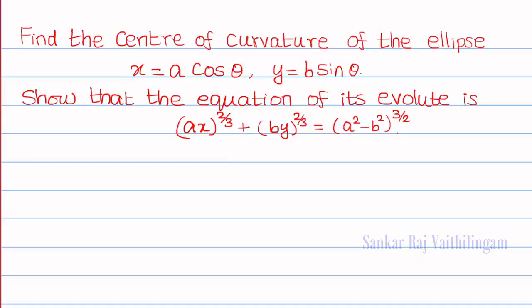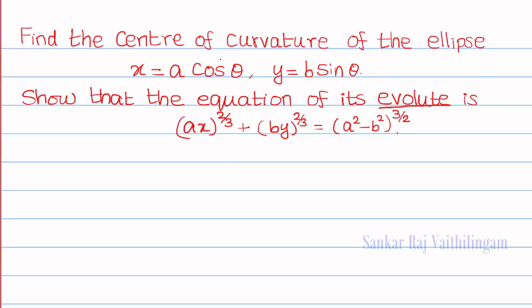Dear viewers, in this video, let us solve this problem. Find the radius of curvature of the ellipse x equals a cos theta, y equals b sin theta, and show that the equation of the evolute is (ax) to the power 2/3 plus (by) to the power 2/3 equals (a square minus b square) to the power 2/3.